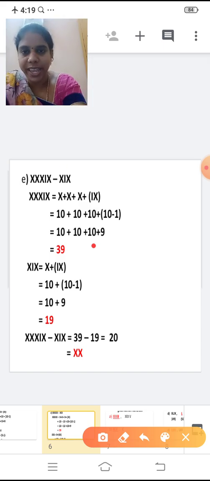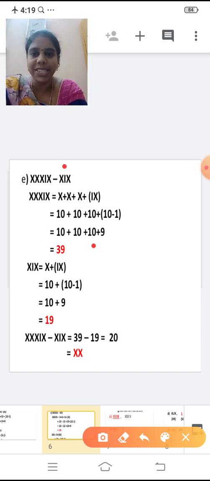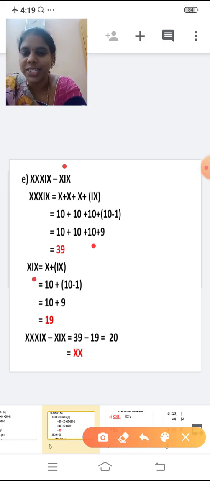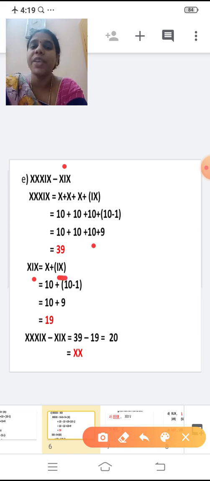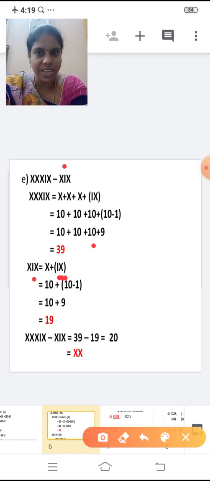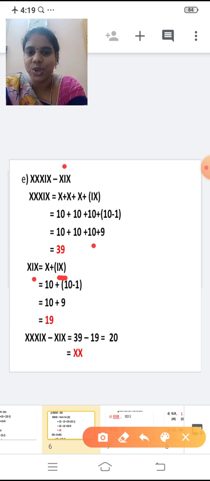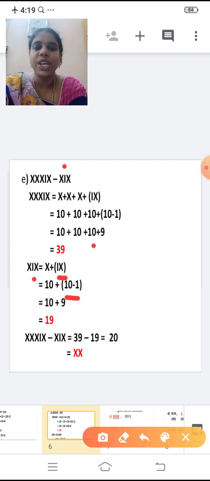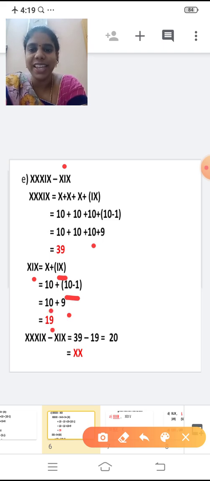Shall we move on to the next one? XIX. What is the value of XIX? X plus IX. Here also same thing. The smaller one is placed before the larger one. Take that separately. X. What is the value of X? 10 plus, what is the value of IX? X minus I. So 10 minus 1 is 9. So 10 plus 9, 19. The answer is 19. Now what you are going to do?